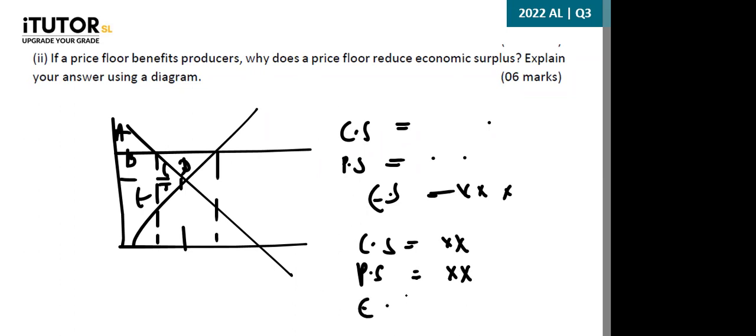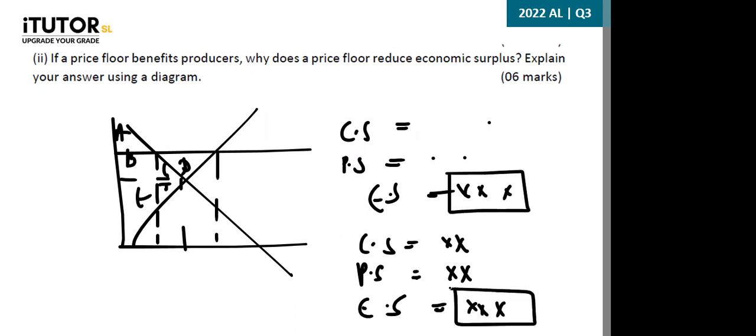And then economic surplus is now only this and this. So earlier economic surplus is this much. Now economic surplus is only this much. So economic surplus has fallen by this much. That is why it reduces economic surplus. So draw a nice diagram, label A, B, C, D, right? In your answer, show consumer surplus, producer surplus, and you can explain. Very simple as it gets.